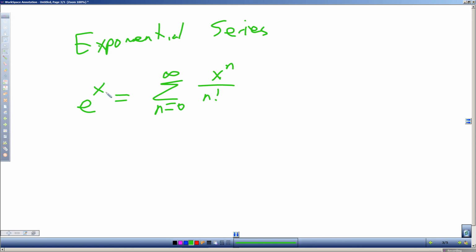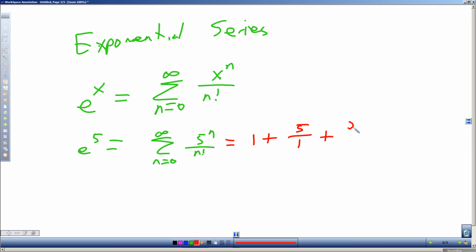Let's think about this. If we did x equals, I don't know, 5, e to the 5th, some of what they're going to ask you to do is estimate values of e. So it's equal to the sum of n equals 0 to infinity of 5 to the n over n factorial. So what does n start at? 0. What's 5 to the 0? 1. What's 0 factorial? 1. So you get 1 plus, plug in 1, 5 over 1, plus, plug in 2, plus, plug in 3.